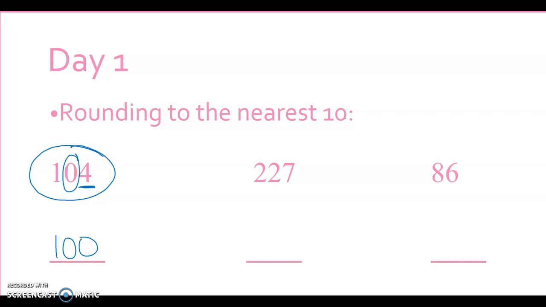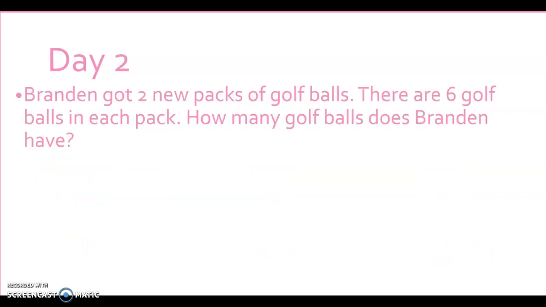Alright, 227. Here we go. 2 is in my tens place, 7 is in my ones, and 7 is 5 or more, so we're going to round up to 230, not 330. So that one's 230. Last one, 8 in my tens place, 6 in my ones, and 6 is 5 or more, so we're going to round up to 90. Awesome. Keep it going. Day 2.